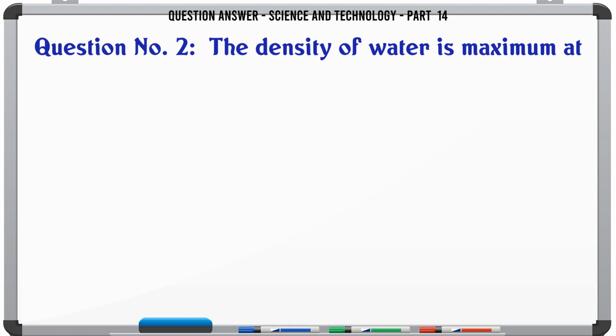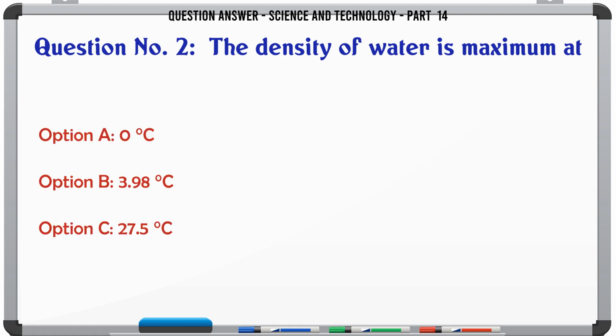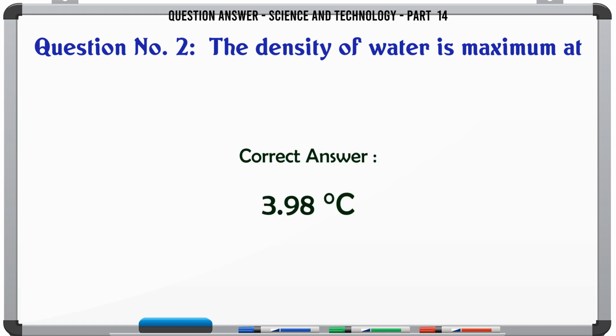The density of water is maximum at A. 0 degrees C. B. 3.98 degrees Celsius. C. 27.5 degrees Celsius. D. 100 degrees Celsius. The correct answer is 3.98 degrees Celsius.